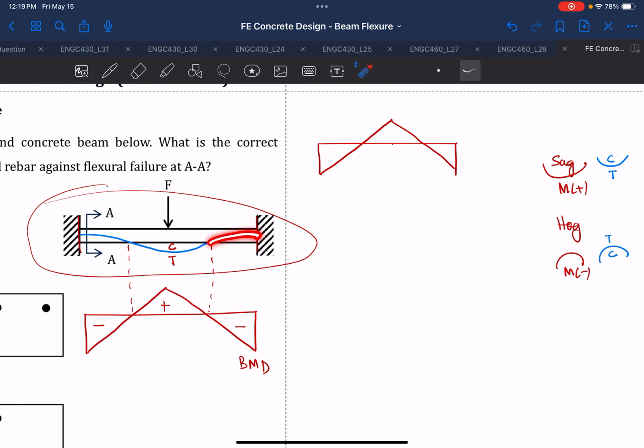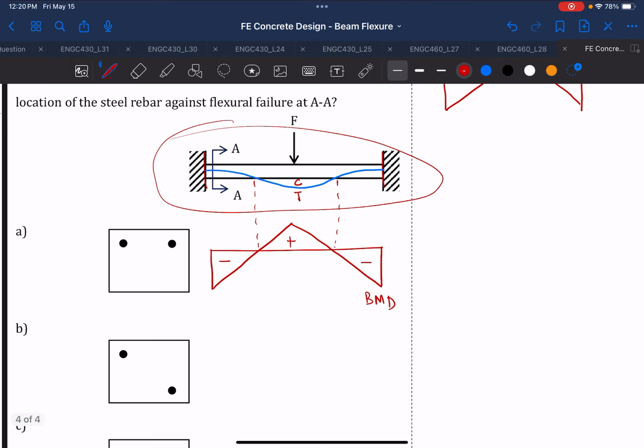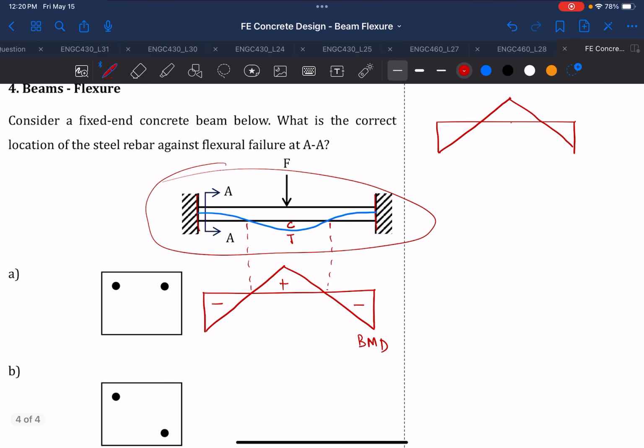Under this hogging, you see that the bending moment is negative, and this also is hogging, so negative. Which means that our deflection curve and the bending moment agree with each other. And now the question is asking what is the correct location of the steel rebar against a flexural failure at AA.